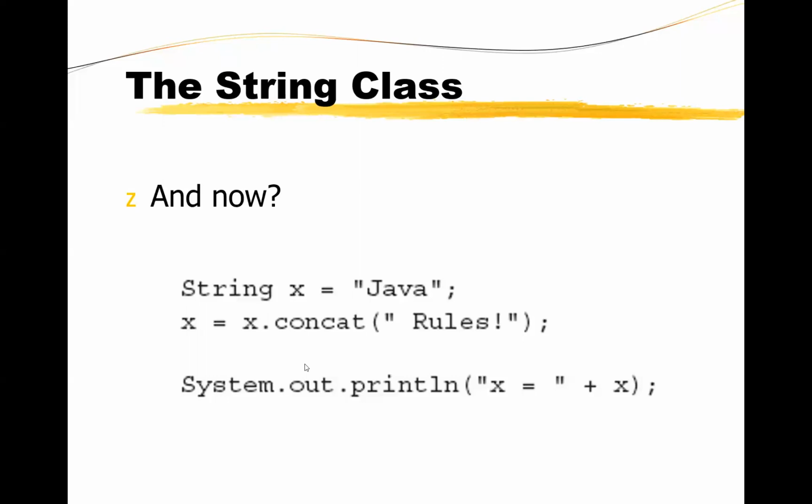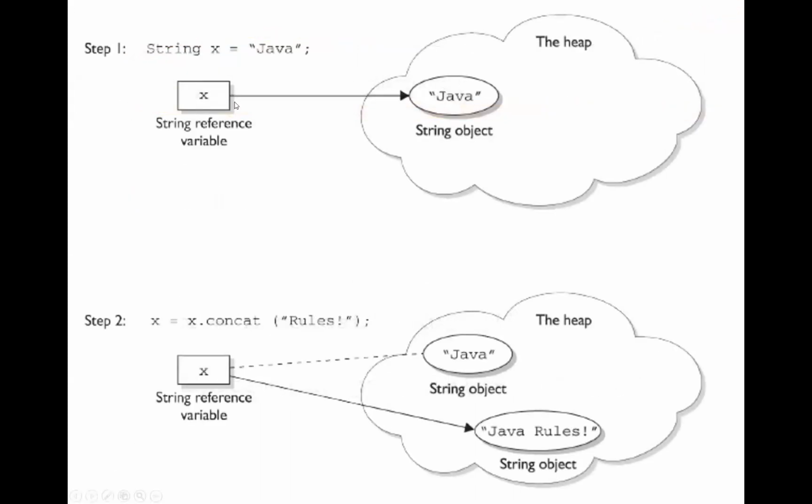Now in this case, what would it display now? X equals Java rules. Yes, because the reference gets updated. Yes, exactly. Correct. Now X equals Java. Previously, when you say X equals X dot concat rules, then a new object gets created and the reference also gets updated. That's why it prints Java rules.